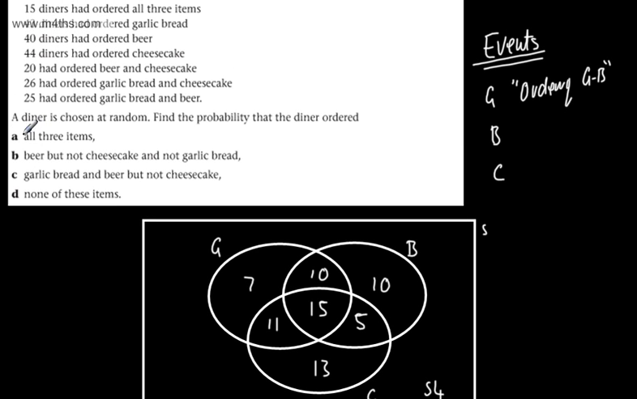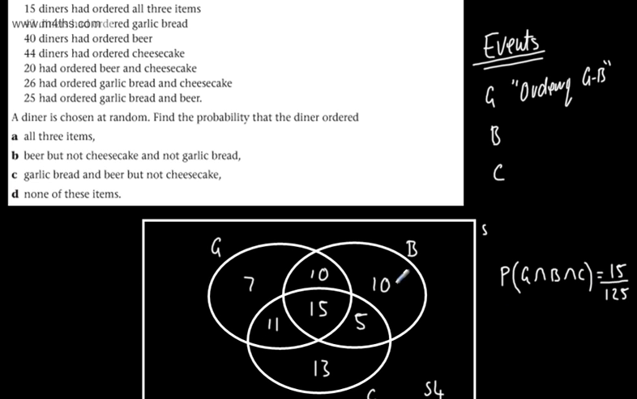So we want now the probability of all three items. So we could write this now as the probability of G, and we can say B and C. So this gives us the intersection, and we can say that is 15 over 125. We can of course simplify that if we wish. I'm going to leave it like so as it's a probability, but you might want to simplify it.